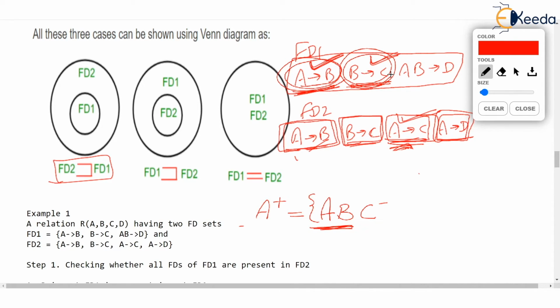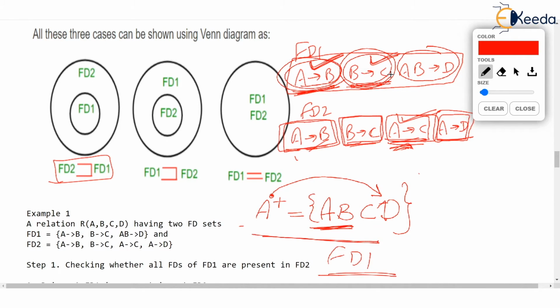You see that A determines D. And from which FD set did we find this? From FD1. That means in FD1 also A can determine D. A determines D is there in FD2 and it is there indirectly in FD1 also. Then all the four dependencies of FD2 can be derived from FD1. So we have proved that FD1 covers FD2. And if we have proved both, then it means FD1 is equal to FD2.